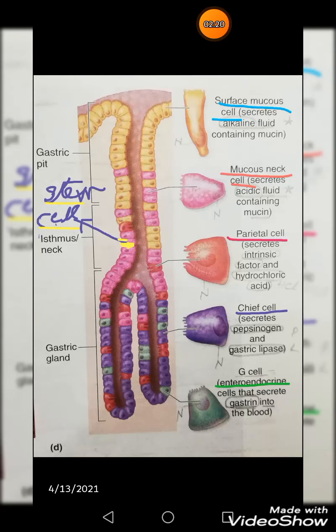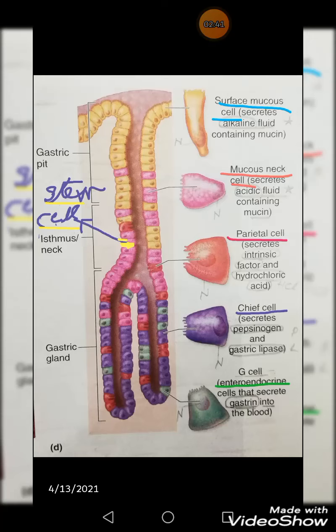Now, last but not the least, there are stem cells which are low columnar. You can find them here written in the purple color. And where are they present? They are present definitely in the isthmus and neck region. And what about their lifespan? That is 4 to 7 days, it is mentioned.